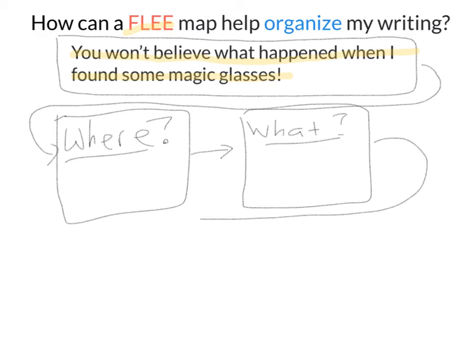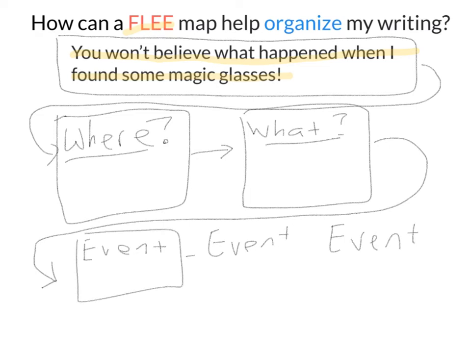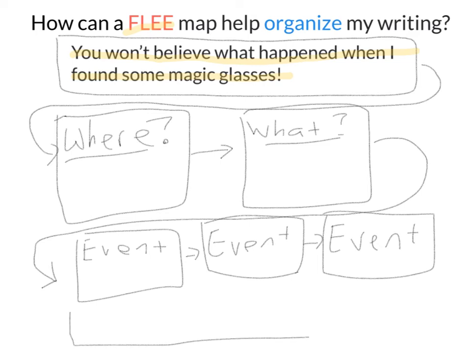And then, once the reader knows where you found the magic glasses and what is so magical about them, you should put some events that led to. I would say at least 1, 2, 3 adventurous events that could only happen to someone who found a pair of magic glasses laying around. And then finish it off with a conclusion.